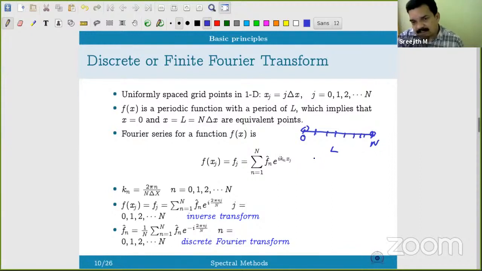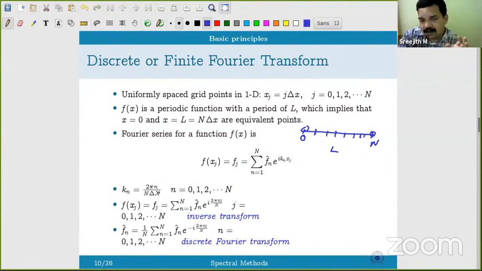the Fourier series is 2 pi periodic. So we define the wave number as 2 pi by L into n. Now if the domain size is 2 pi, then k_n will be equal to n. That means the wave number will be 0, 1, 2, etc., up to N. In some cases, we have to take minus N by 2 to plus N by 2 minus 1. So that depends.